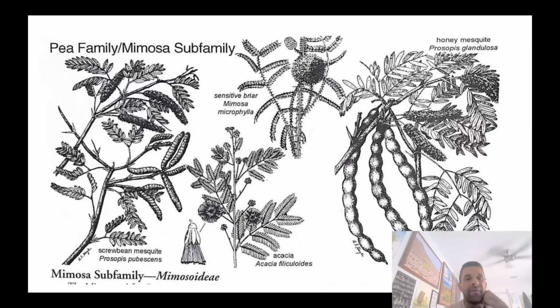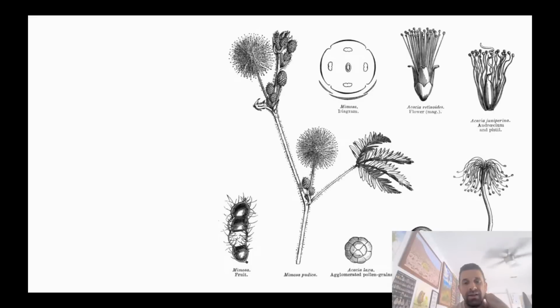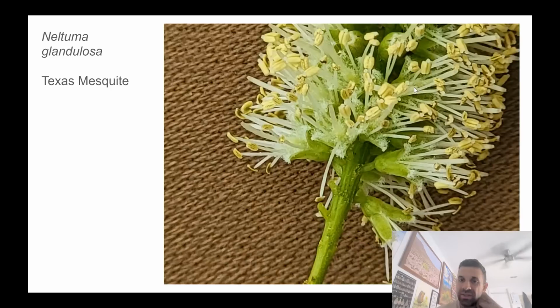Pea family, mimosa subfamily: sensitive plant, mimosa, mesquite in this as well. There's the general flower structure. That's the inflorescence. Remember, that little pom-pom thing is not a single flower. That's an inflorescence composed of many flowers. This is what the individual flower looks like. The stamens are very long. They poke out of that perianth, the petals and the sepals.